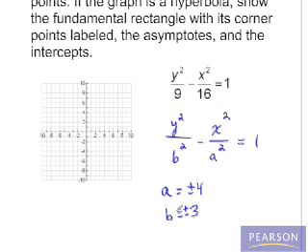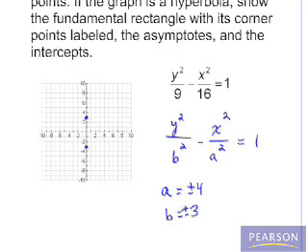So our y-intercepts will occur at (0, b) and (0, negative b), but I have them both here, so it's (0, 3) and also (0, negative 3). So at (0, 3) we have a y-intercept, and at (0, negative 3) we have a y-intercept.